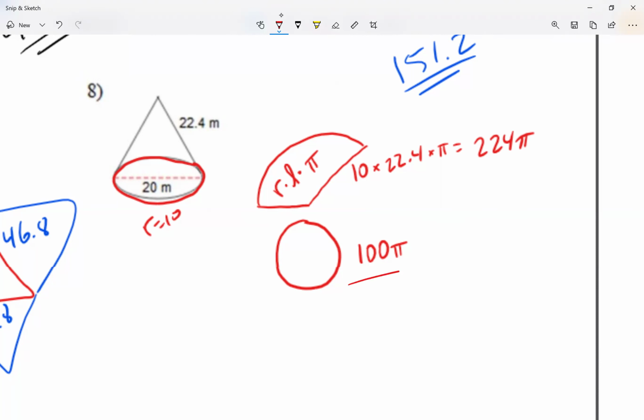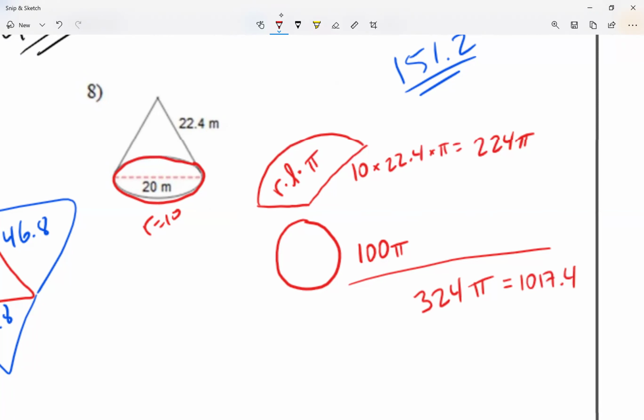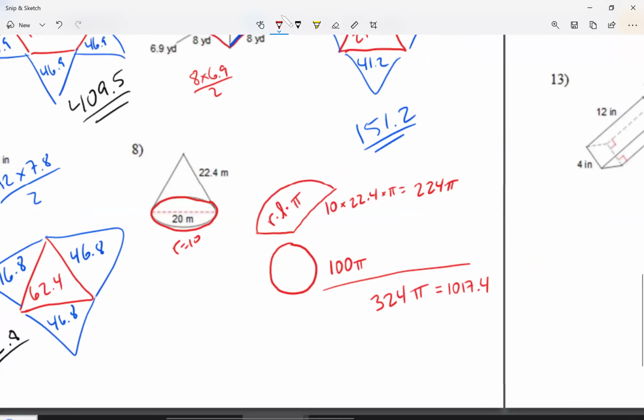I'm gonna deal with the pi at the very end. Let me just add this. 224 plus 100 gives me 324 pi. Now I will multiply 324 times 3.14 because I'm dealing with pi as a decimal at the very end, and I'm gonna round it to 1 decimal place. I end up getting 1017.4. Go 324 times 3.14. Okay, there you go.